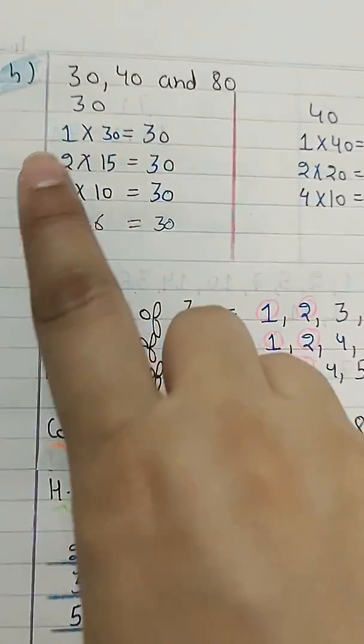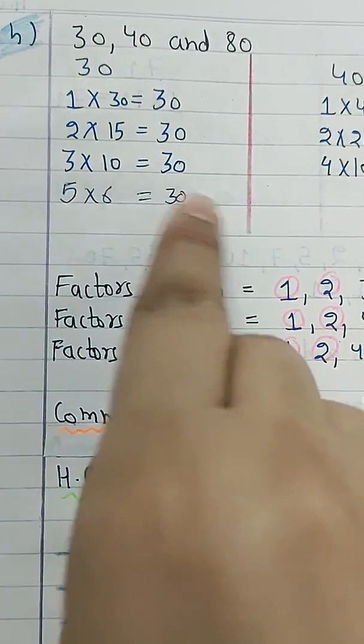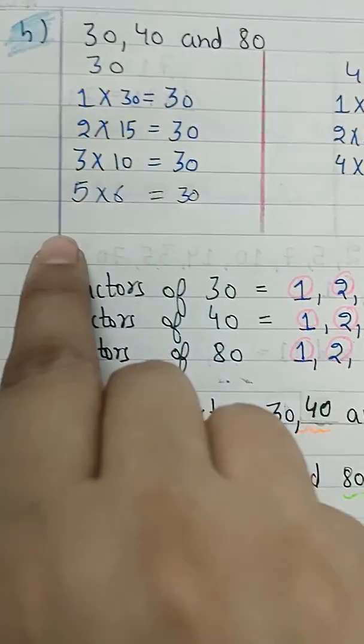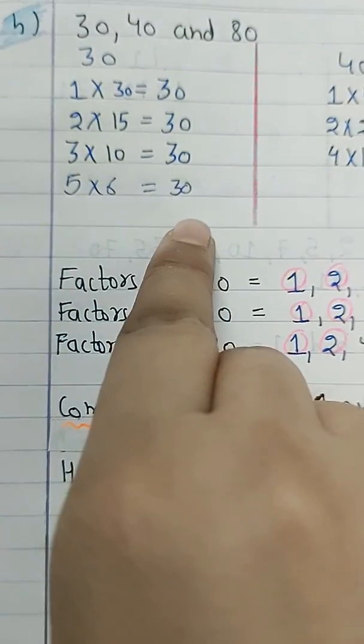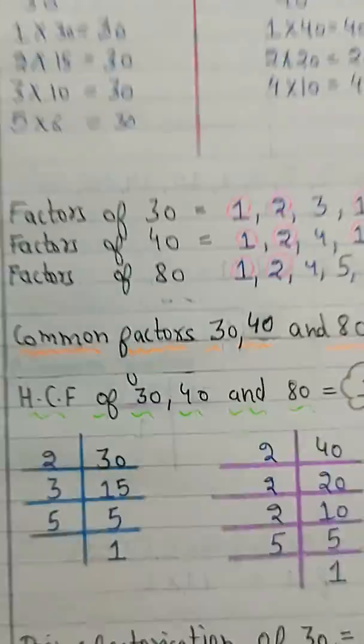Okay, so here 1 into 30 is equal to 30. The table of 4 does not have 30. 5 into 6, we have 30. 7 does not have 30. 8 does not have 30. 9 does not have 30. 10 we have already written. So 5 into 6 is 30.